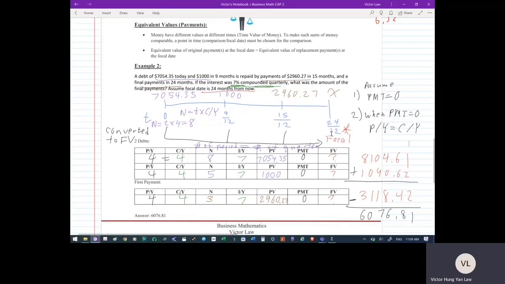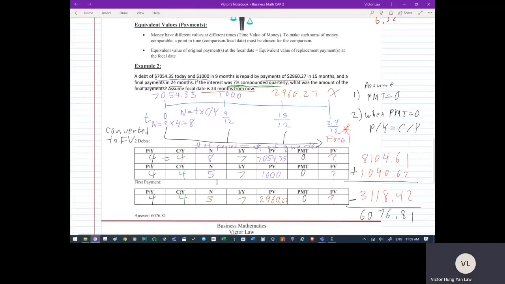So therefore, because we're looking for the number of periods, one period is 1 quarter. So 1 quarter is 3 months. So in 15 months, we have 5 quarters because each quarter is 3 months. We take 15 divided by 3, and that will give you the 5 quarters, or 5 periods. And that's how we get the N here. N equals 5 because in 15 months, we have 5 quarters.